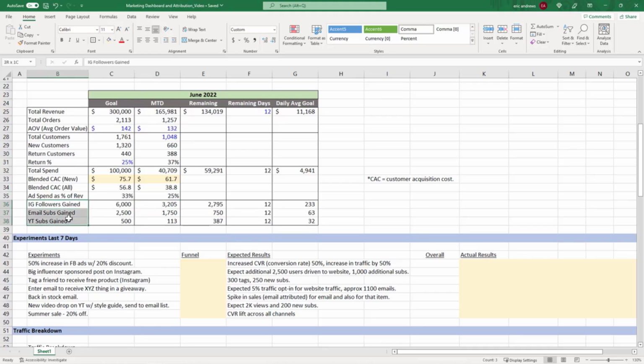The last section is about leads that we've generated. So we have Instagram followers gained. Our target was 6,000. We've gotten about 3,000. Only 12 days left in the month, so we're probably missing our target. Email subscribers gained. It looks like in this case, we're probably going to beat our target. And then YouTube subscribers gained. Looks like we're missing our target here. So now let's go through the experiments and understand why we're seeing low revenue, high retention, weak Instagram subscribers, strong email subscribers.